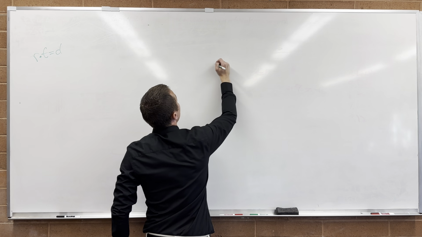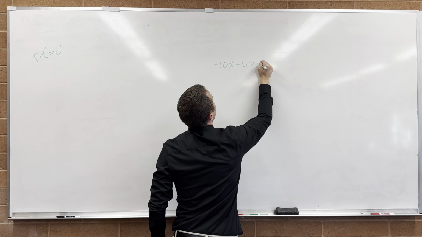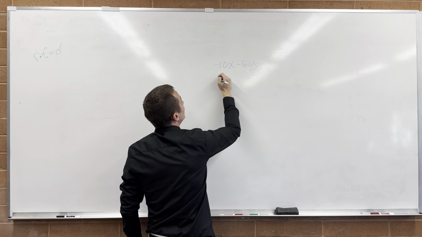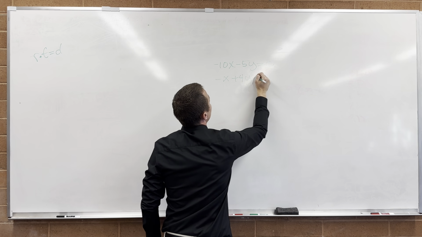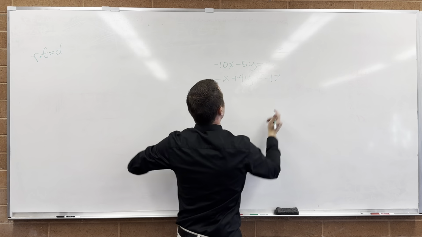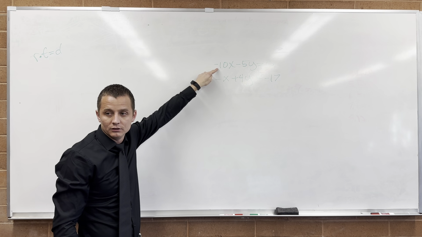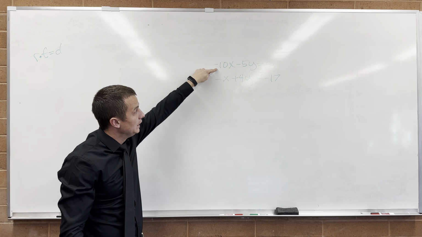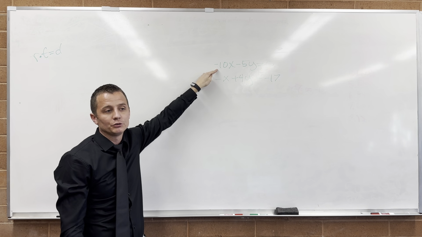Negative 10x minus 5y equals 0. The next equation is negative x plus 4y equals negative 17. Okay, so this first equation, it's real easy to solve for one variable in terms of the other. So I'm going to use this equation, since it has a 0 on this side, to solve for my x or my y. Doesn't matter which one I solve for.